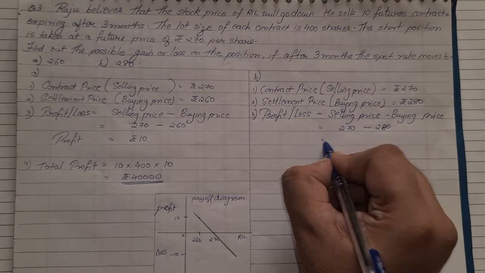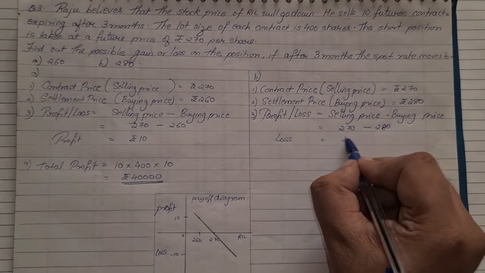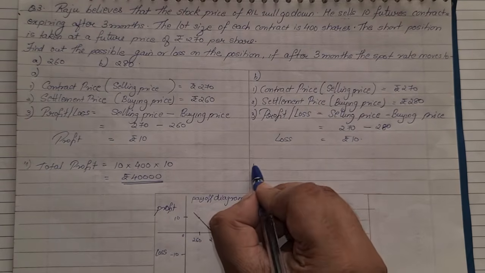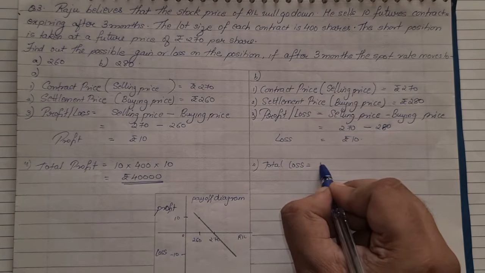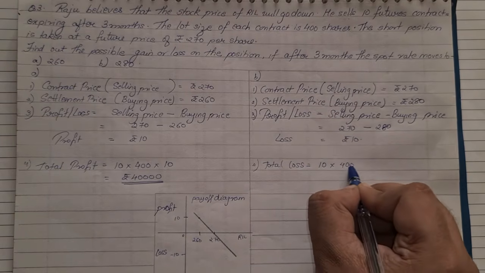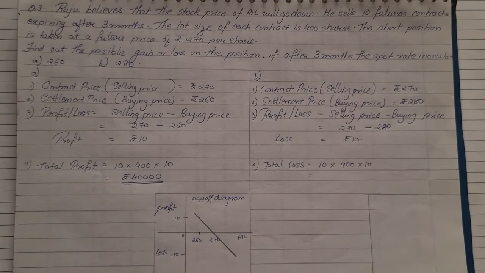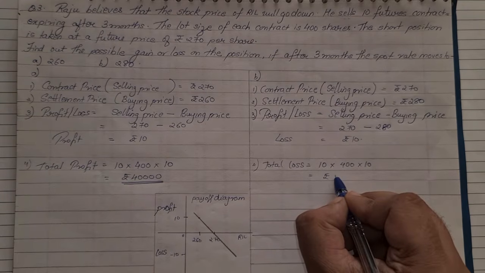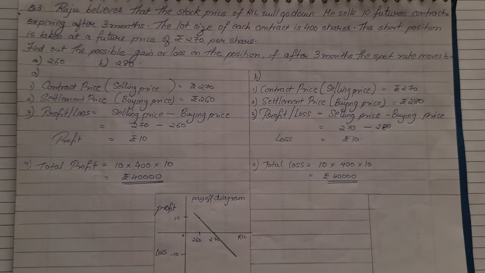So here we are making a loss. Here we are making a loss of rupees 10. Now that is per share. So now we'll have to find the total loss. So the total loss is loss per share into the total number of shares into the total contract or the number of contracts. So here we have 10 into 400, which is 4,000 into 10. So in this case we are having a loss, a total loss of rupees 40,000. Okay, same. Okay, no changes. You just have to follow the steps.